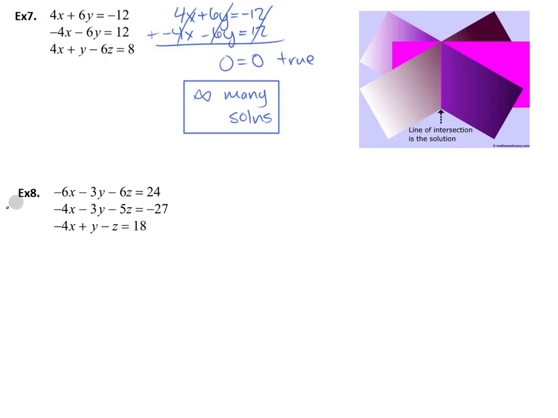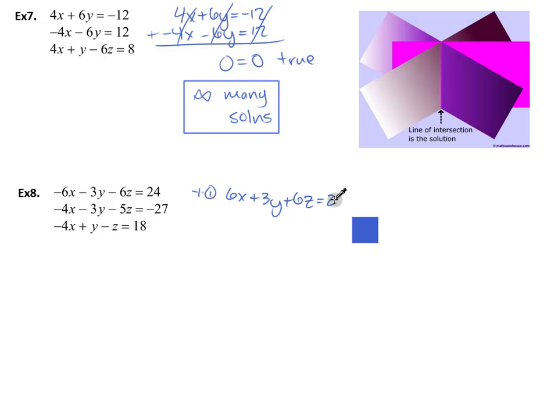Okay, in my next problem, looking at my equation here, I would probably say y looks like the nicest to eliminate here. So let's try to get rid of y. So I can do my first equation times negative 1. So negative 1 times the first equation gives me positive 6x plus 3y plus 6z equals 24.